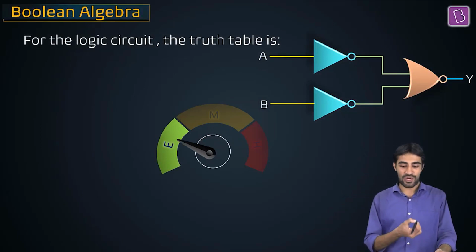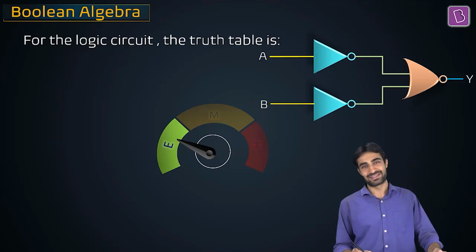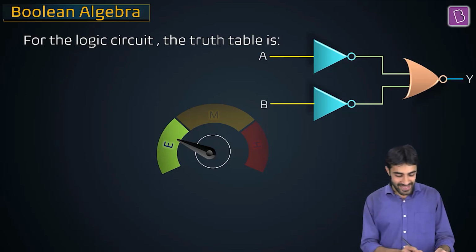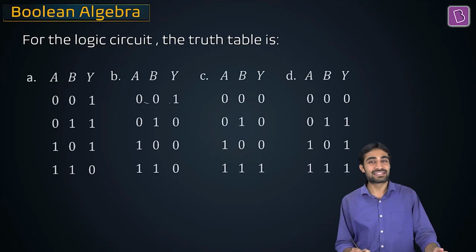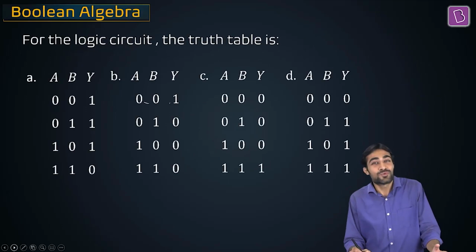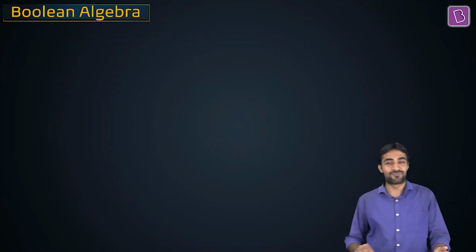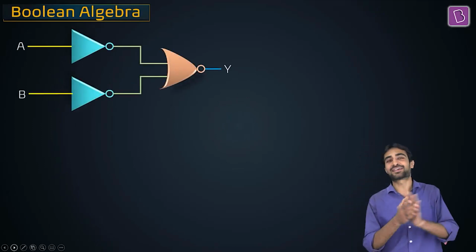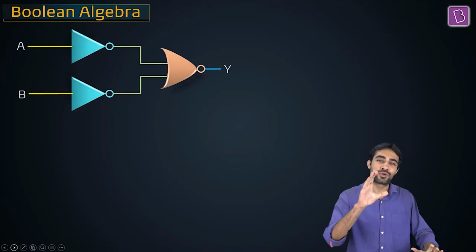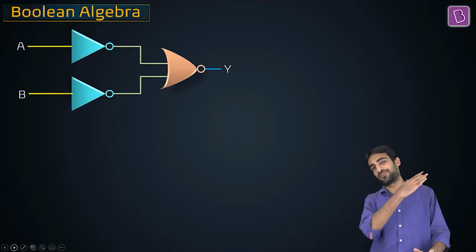So the question says for a logic circuit, the truth table is. So this is our logic circuit. And what is the truth table? These are the options. They seem to be really scary. Let's not look at them for a while. So here is our circuit. Let's try to figure out the truth table by ourselves.